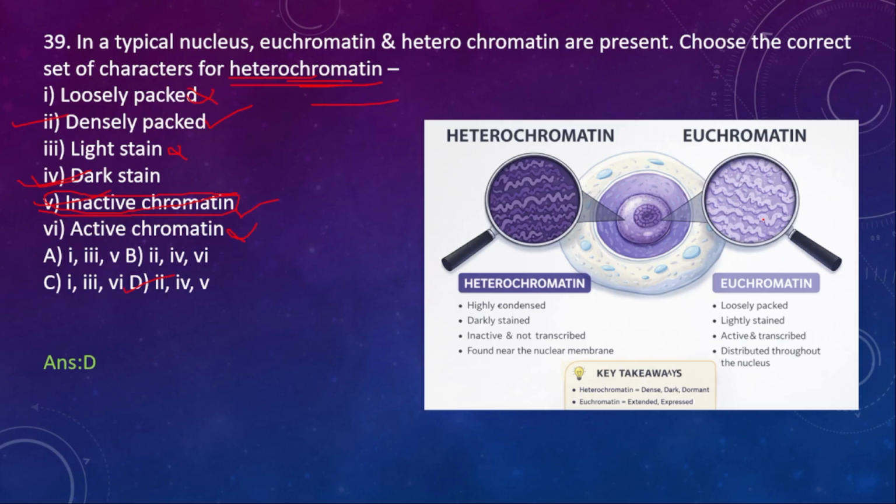If I show you the diagram, this is the very densely packed one and this is very loosely packed. That is called heterochromatin, and this is called euchromatin. This is the nucleus. Inside the nucleus there is DNA, and that DNA portion is zoomed here. Heterochromatin is highly condensed, darkly stained, inactive and not transcribed, found near the nuclear membrane. Euchromatin is loosely packed, lightly stained, very active and transcribed, and distributed throughout the nucleus.